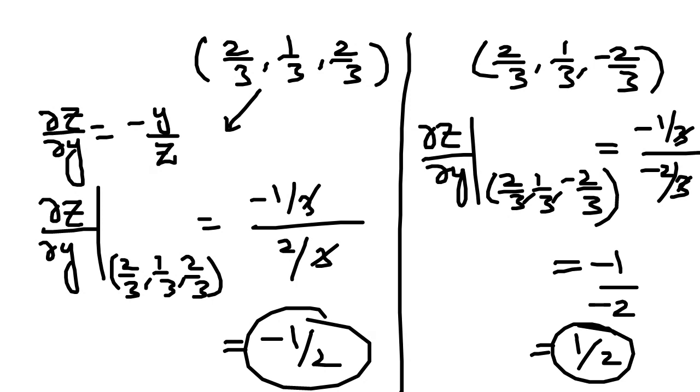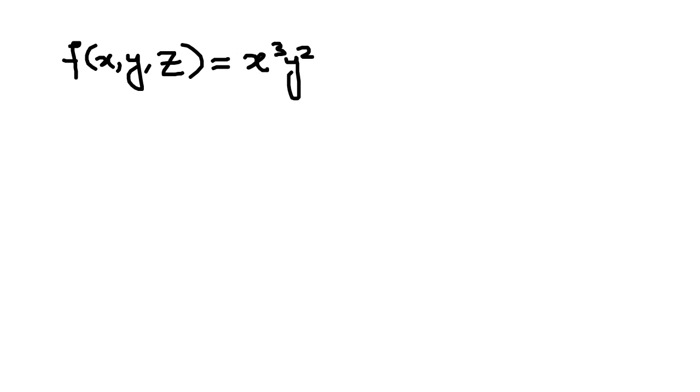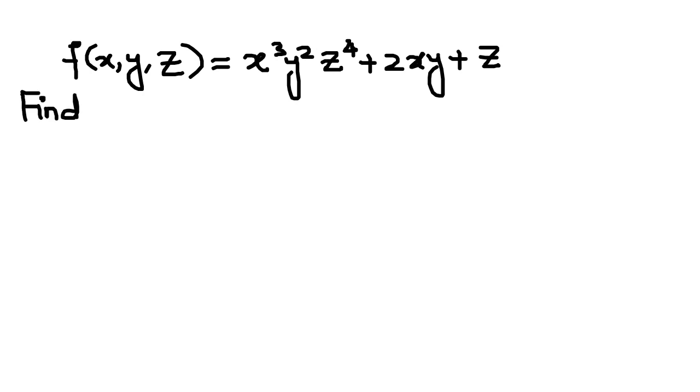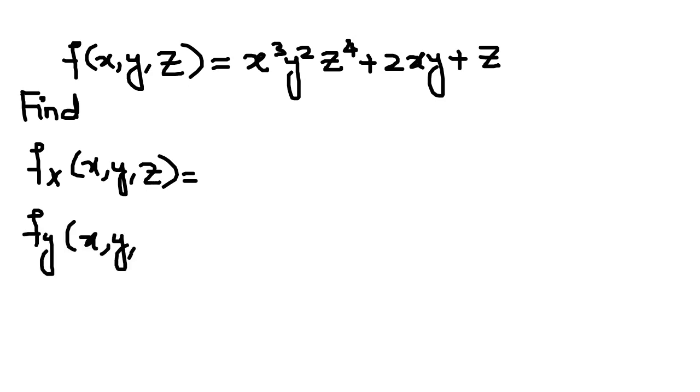Is this clear? Okay. Now, if you have a function in terms of three variables, like for example f of x, y, and z, any function in terms of three variables, and you have to find the partial derivative of each variable, then how can you calculate that? x power 3 y square z power 4 plus 2xy plus z. Find f of x, f of y, and f of z.